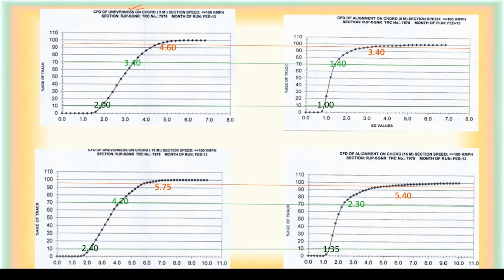So this CFD was plotted for this defect, and then corresponding to 10%, what is the defect value? This set the limit of new track tolerances. 70% के corresponding जो defect आया, this was used for deciding planned maintenance limit tolerances, and 95% के corresponding जो defects आए, that was used for NBML. So accordingly for each section such parameters were calculated.